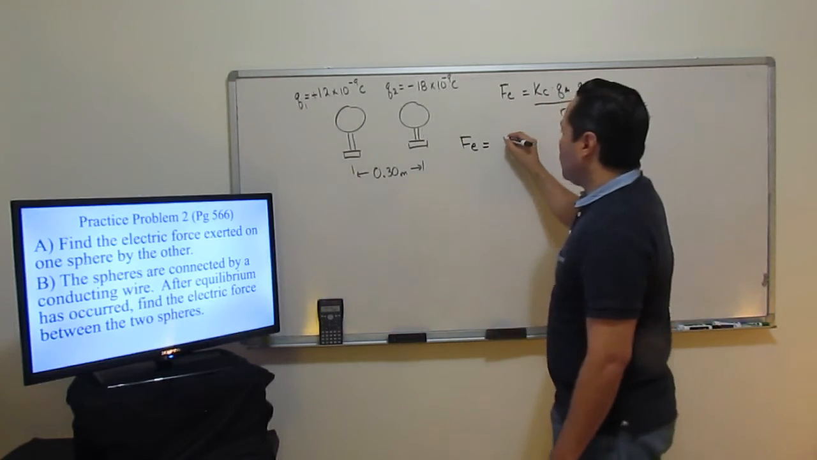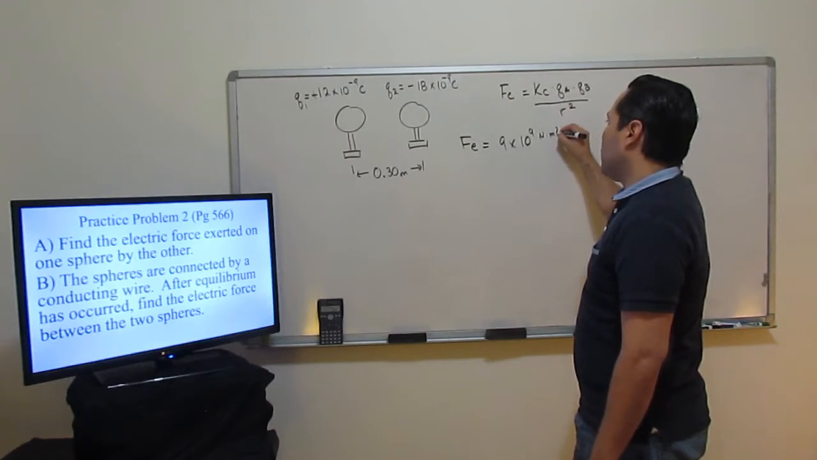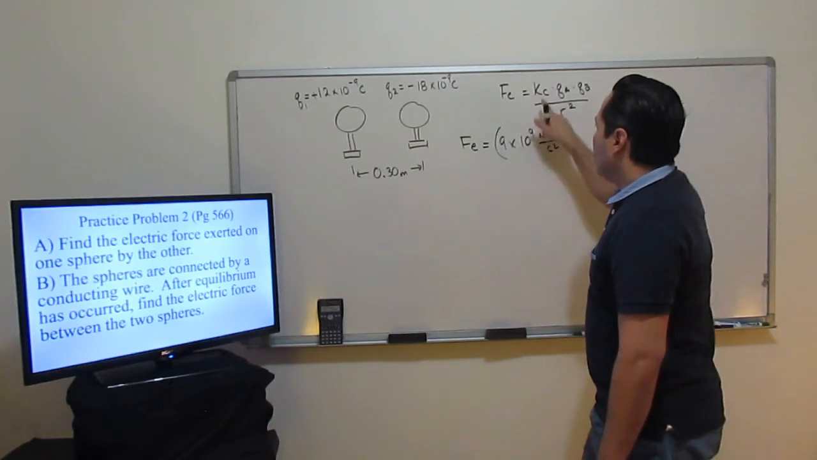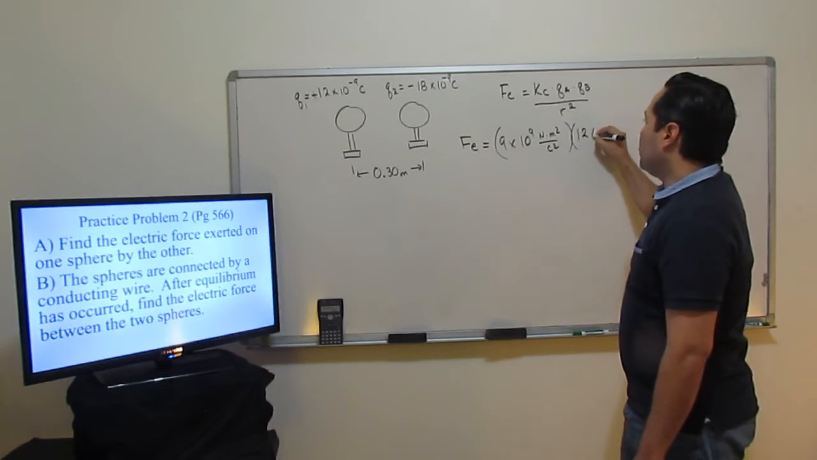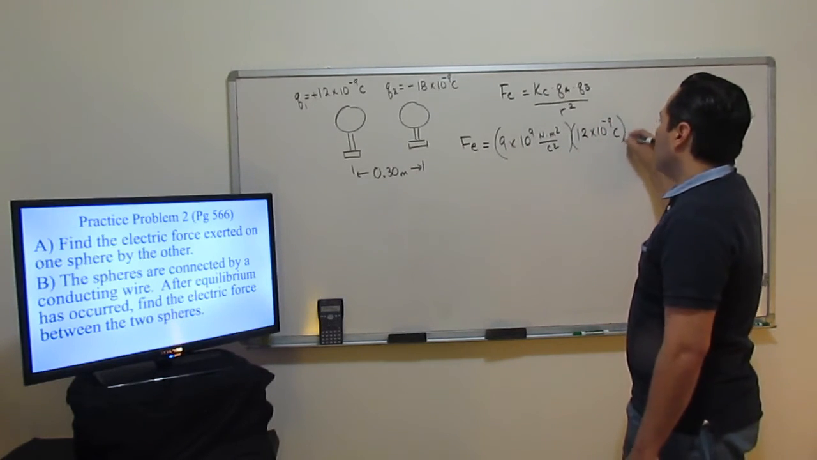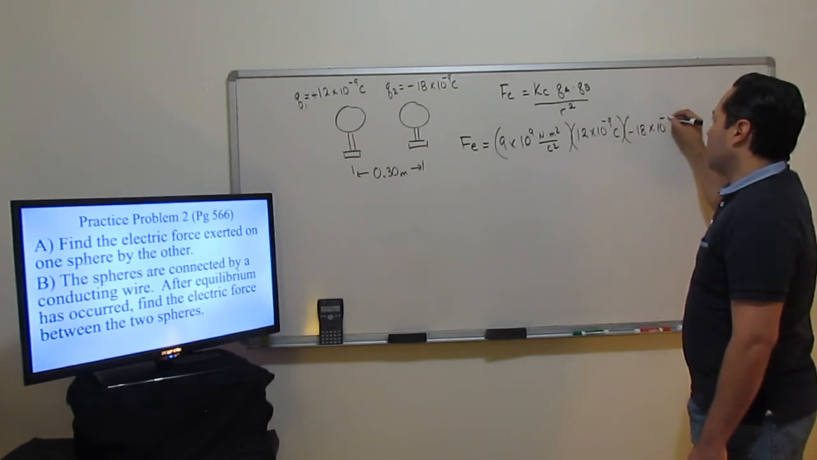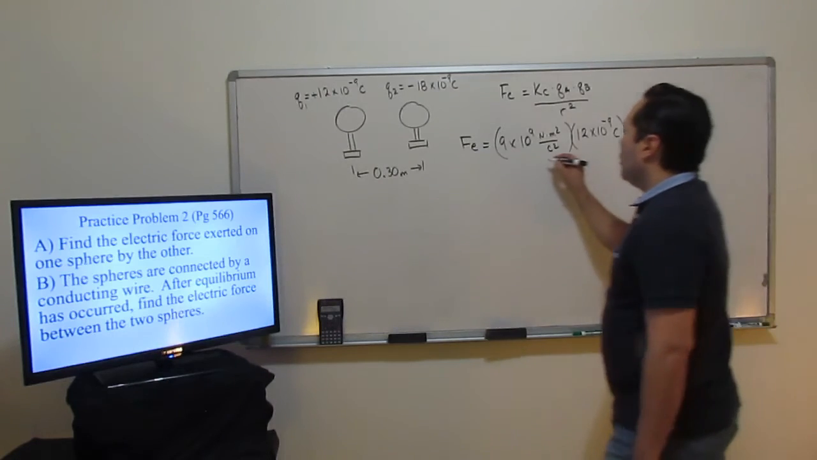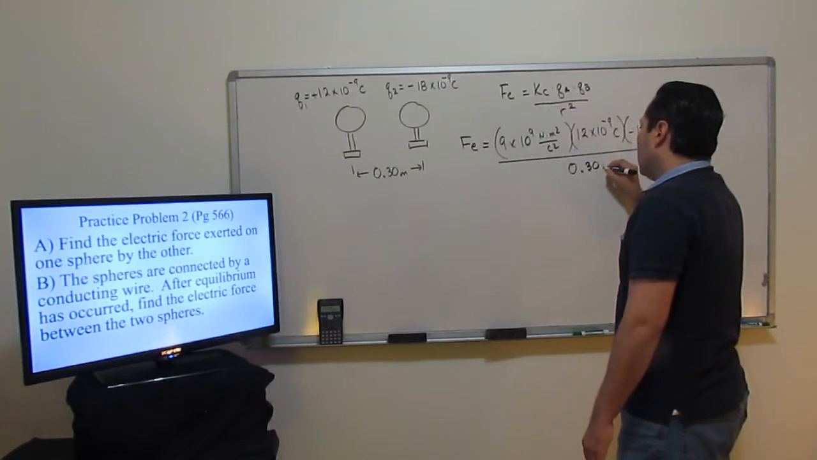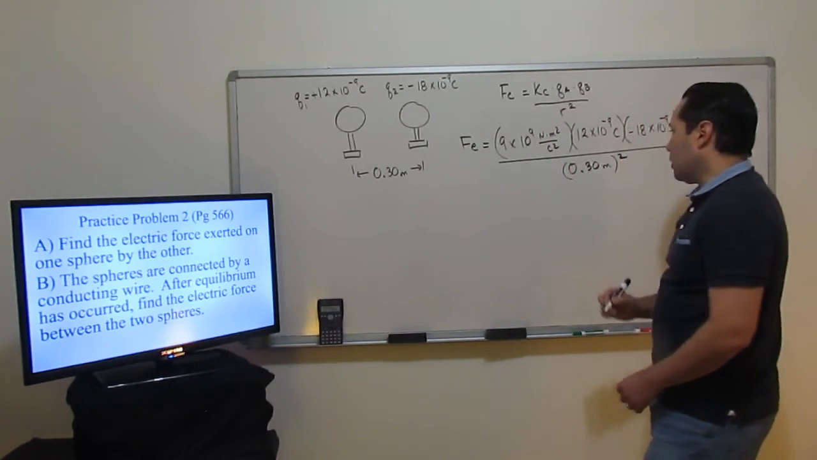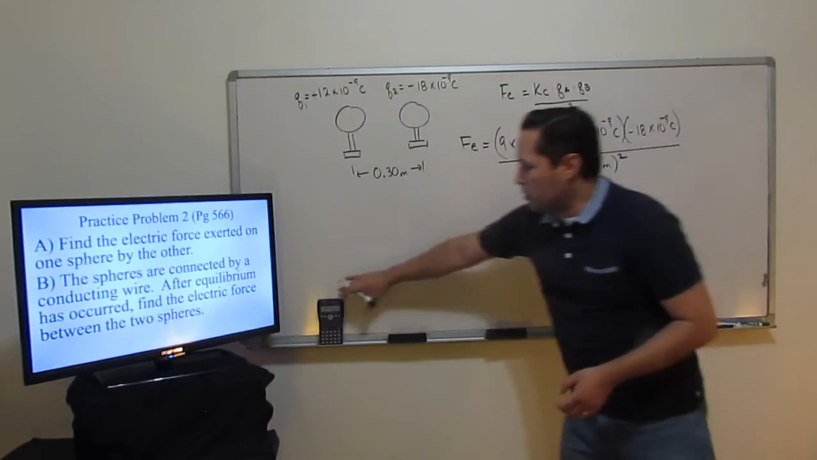Alright, so let's go ahead and get to work on them. Fe is equal to the constant 9 times 10 to the 9 newtons times meter squared over coulomb squared. That's the constant. Then their charges. 12 times 10 to the negative 9 coulombs multiplied times negative 18 times 10 to the negative 9 coulombs. All of it divided by the distance between them, which is 0.3 meters squared. Alright, so now we have all of our values in. Let's plug them into our calculator.